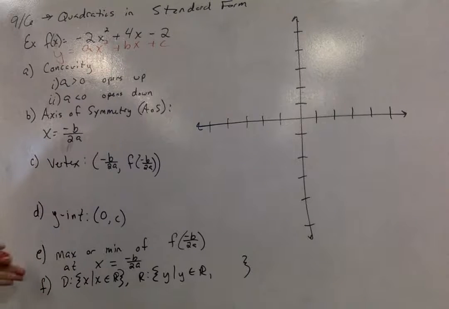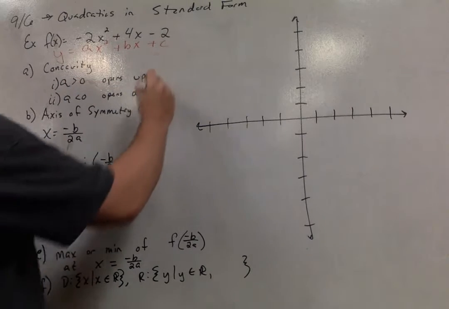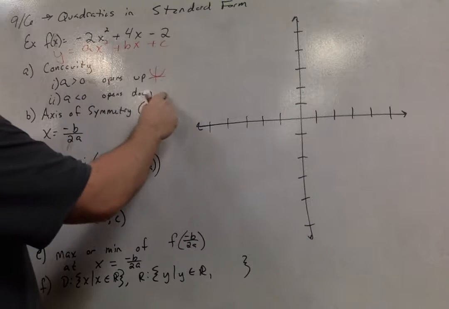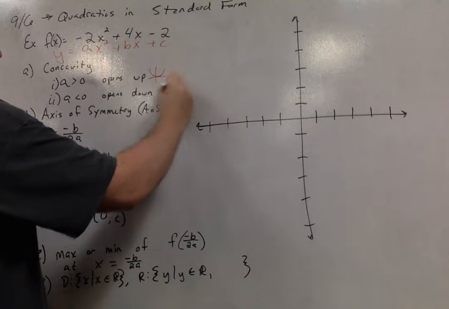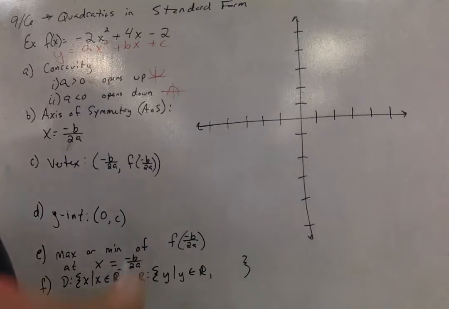So now I can start answering these questions. So concavity. A function, if the a value is greater than 0, opens up. In general, that means it looks like this. If a is less than 0, it opens down. In other words, like this. Since we see here that a is -2, we know that this function opens down.